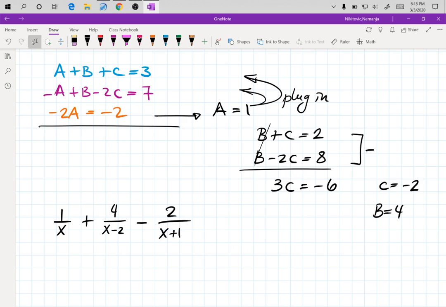If this was wrapped into an integral, you are integrating those three. What's the first integral? Absolute value of x. Yeah. How about the second integral? If that was an integral, this one, what would that be? That would be 4 ln absolute value of x minus 2. And then the last one would be negative 2 ln absolute value of x plus 1.